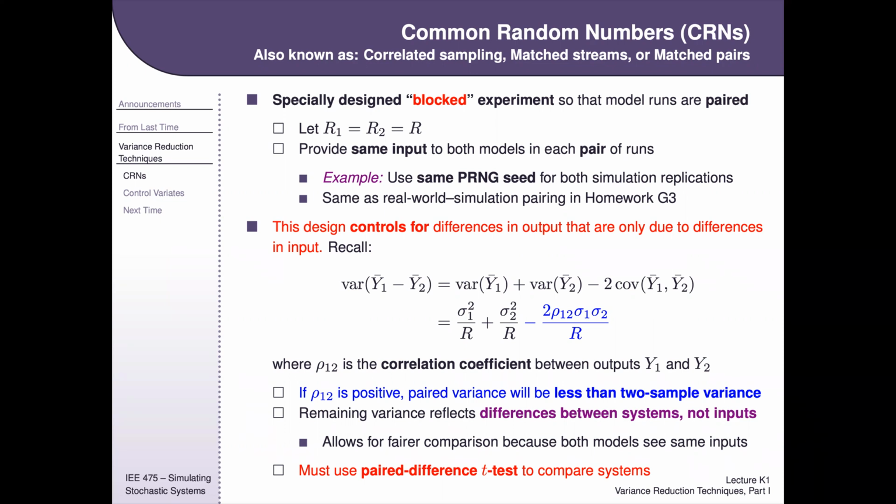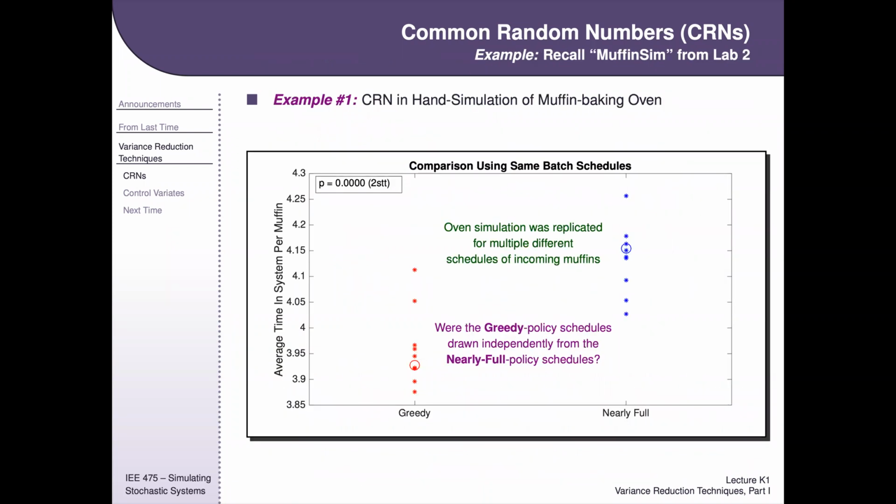So I already kind of did all my spiel here, and I use a paired difference test to do this. We've seen this before in the muffin sim, and I talked about it after the muffin sim back in one of your first labs, but you were doing it manually by hand. There were two strategies, a greedy strategy and a nearly full strategy. It's when do you move muffins into the oven and start the oven baking process? One has to do with, do you just do it when any muffins are available? The other one, do you wait to almost always have at least 20 muffins for a 25 muffin oven? And then you can study the performance, like the average time in system per muffin.